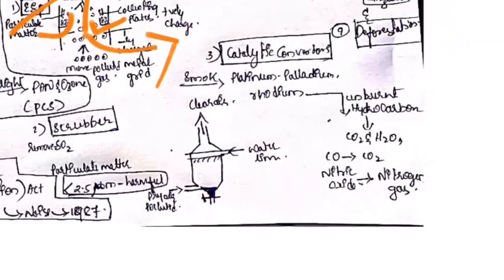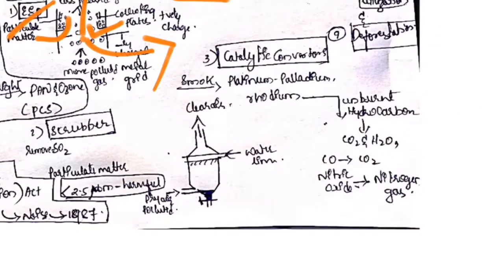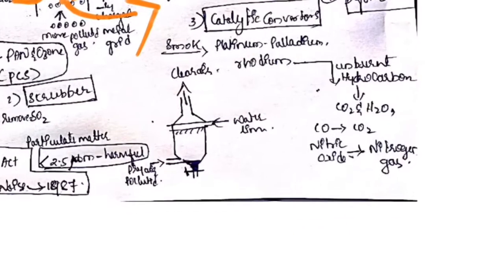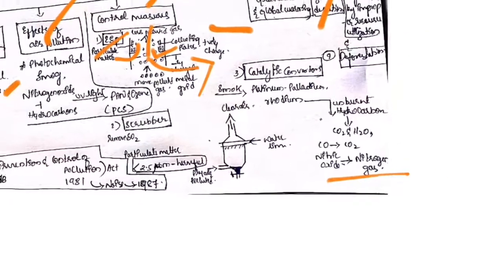Okay. Then the next one is the catalytic converter. Here, heavy metals like platinum, palladium or rhodium are used. Before the smoke enters the environment, it passes through these metals. When they pass through these metals, any unburnt hydrocarbons are converted into carbon dioxide and water. If carbon monoxide is present, it is converted into carbon dioxide. If any nitric oxides are present, then they are converted into nitrogen gas. So these are the uses of the catalytic converter.